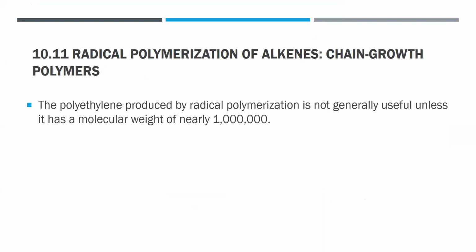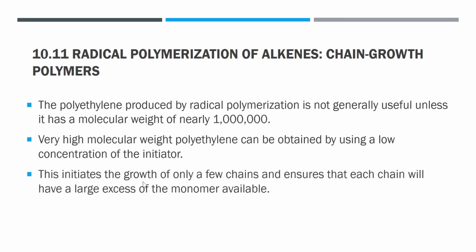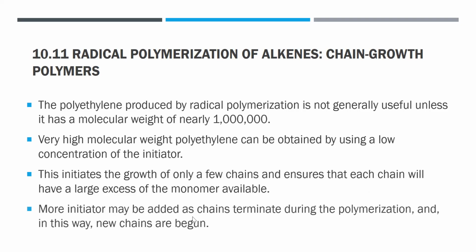The polyethylene produced by radical polymerization is not generally useful unless it has a molecular weight of nearly 1 million. Very high molecular weight polyethylene can be obtained by using a low concentration of the initiator. The molecular weight depends on how much initiator we are using. If you use a very low concentration of initiator, this initiates the growth of only a few chains and ensures that each chain will have a large excess of the monomer available. But if you use more initiator, as the chains terminate during the polymerization, new chains begin. That's why you get a very high molecular weight when you have long chains.